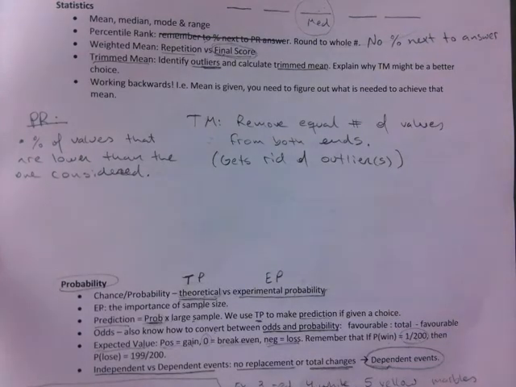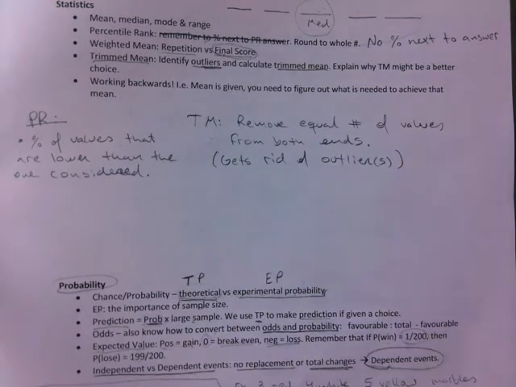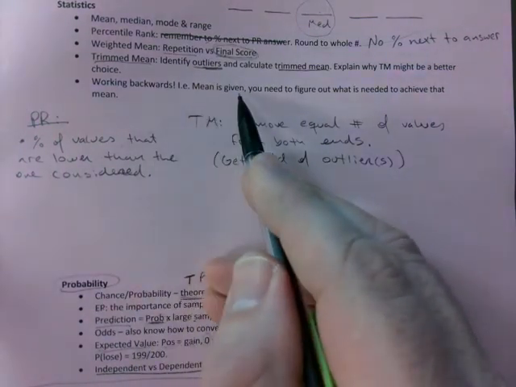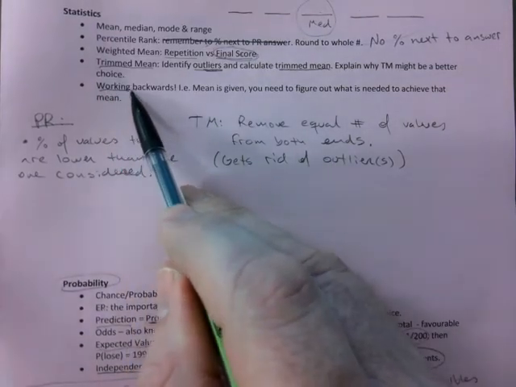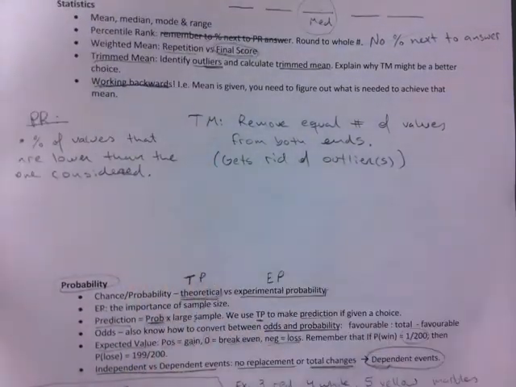So if you have monthly income, you make like 1,000, 2,000, 3,000, 2,000, right? All of a sudden you have a $5,000 income a month. I don't know, you work lots of overtime. We would not want to include that in our average because it's so far from everything else. So we want to get rid of it. So we also trim the lowest income to make that choice, right? Working backwards, right? Mean is given, need to figure out what is needed to achieve that mean. So just look for backwards examples in your book. And that's that.